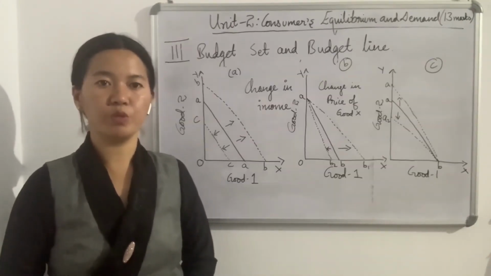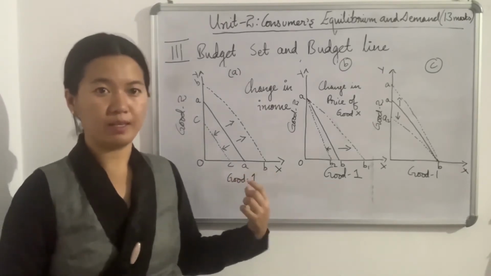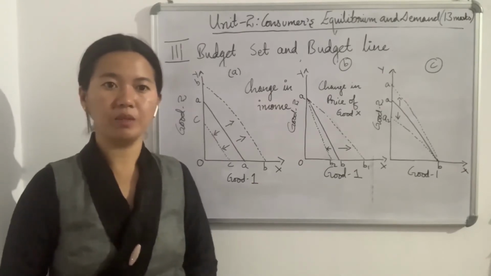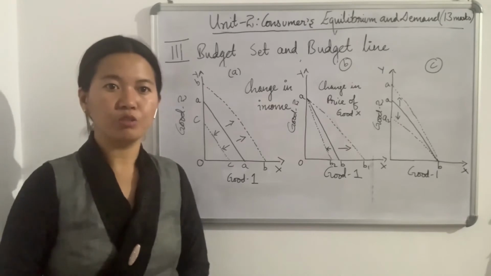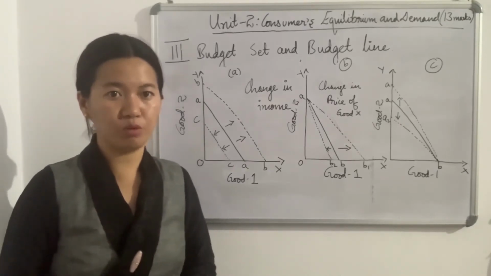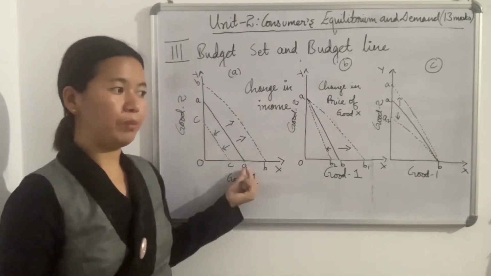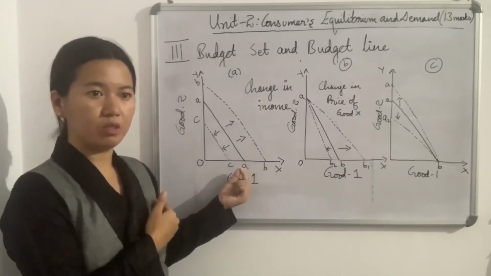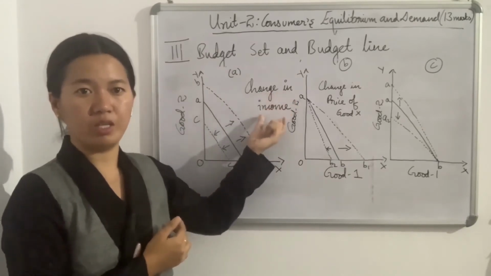And the last concept which we are going to learn in today's session is the shift and rotation in budget line. As we have seen, the budget line mainly depends upon your income and the prices of two goods. So the shift and rotation also depend upon your income and the prices of two goods. First, let's go to the shift of the budget line. The budget line either shifts rightward or leftward, and the main reason is a change in income.